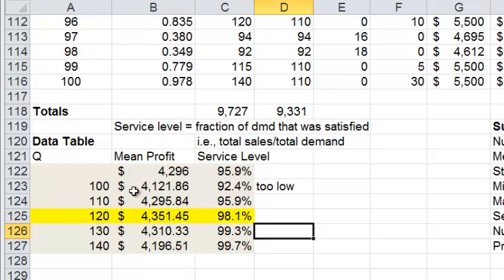And you can see the pattern of the mean profit going up and then down. So you can be sure that 120 is the best one. But if the numbers here kept increasing, then you might want to try larger values to see where the peak is.